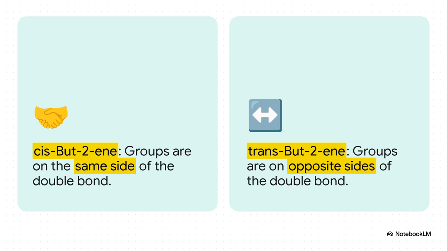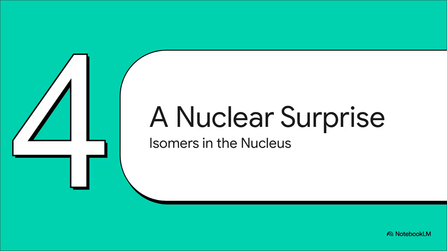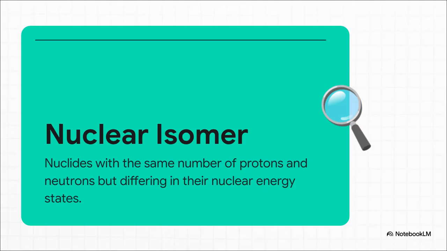It's the same idea. So, up until now, we've been talking all about arranging atoms to make different molecules. But what if I told you this whole idea of different arrangements of the same stuff goes even deeper? I'm talking all the way down inside the nucleus of an atom itself. And that brings us to our final, and maybe the most mind-blowing twist in this whole story: nuclear isomers.